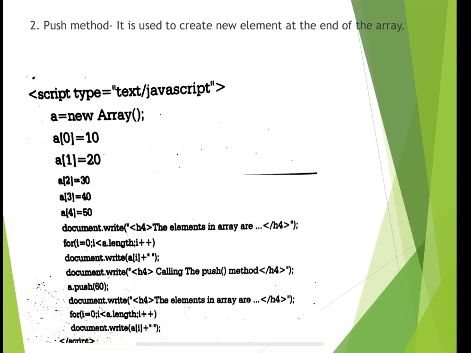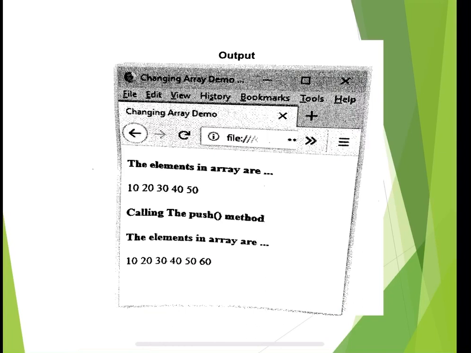Then document.write, the elements in the array are, for i is equal to 0, i less than a.length, i plus plus, document.write a[i]. Now it will push 60 into the array and display the new array, that is the array with the added element. Let's see the output. Initially the elements in the array are 10, 20, 30, 40 and 50. After calling the push method, we have added one more element to the array, that is 60. It is added at the end of the array. So 10, 20, 30, 40, 50 and 60 are the new elements of the array.